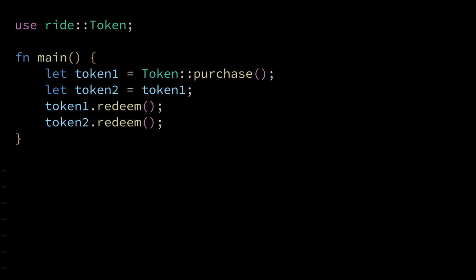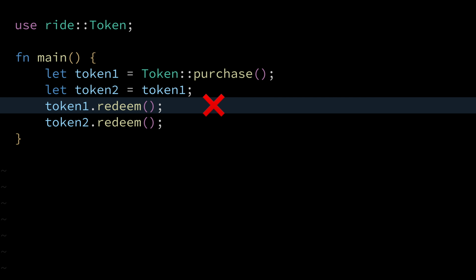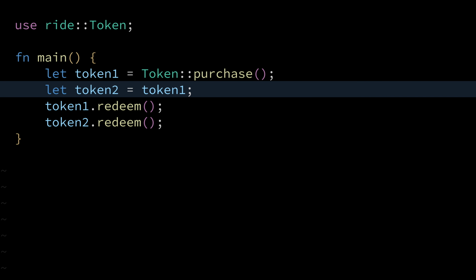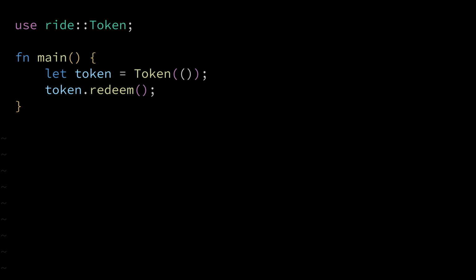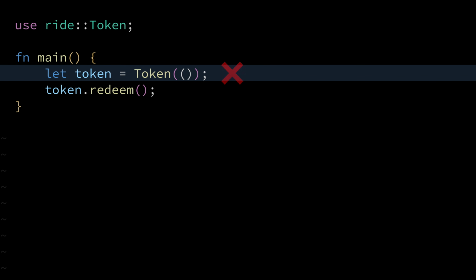What if I try copying the token? Error, use of moved value token1. It's a very similar error, but this time the move happens when I assign it to token2. The assignment is a move, not a copy, so token1 is invalidated and I can't call redeem on it. And what if I try making my own token? Error, cannot initialize a tuple-struct which contains private fields.